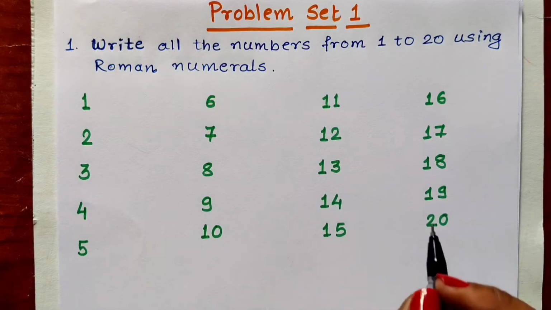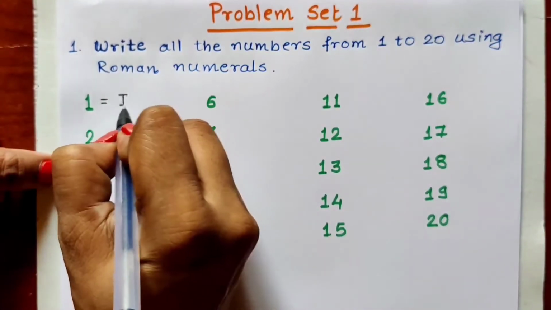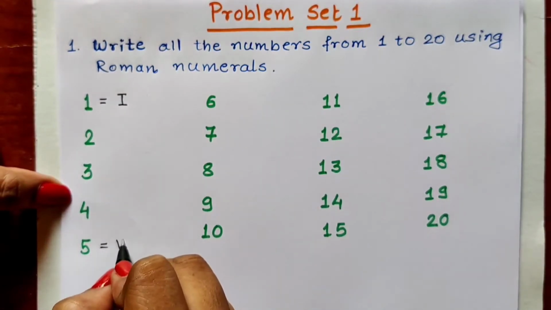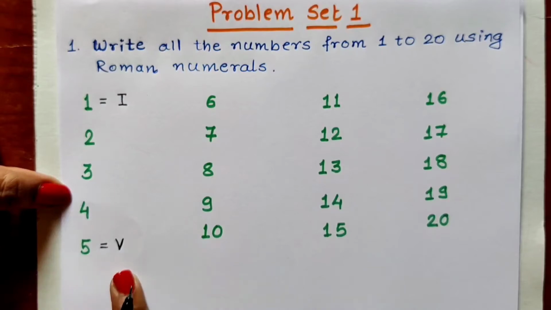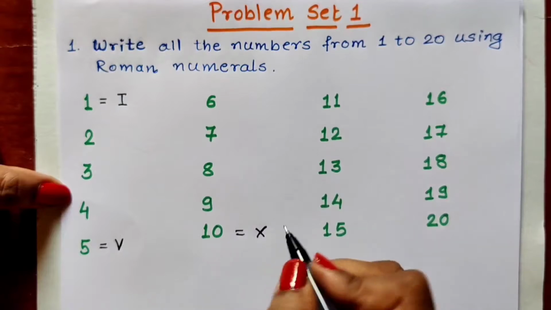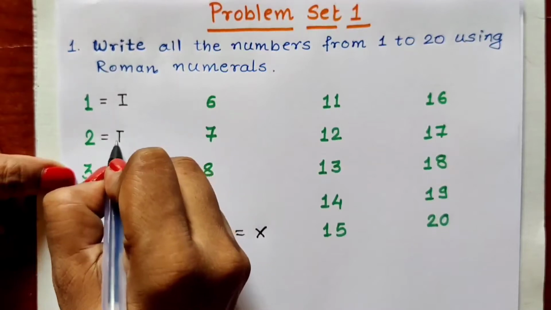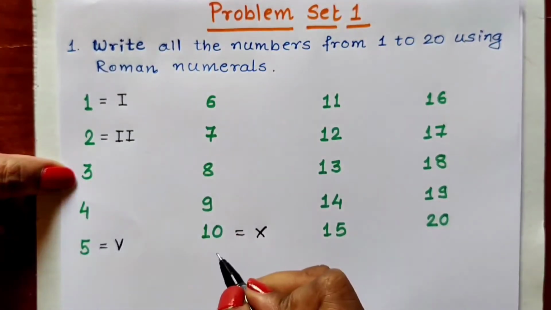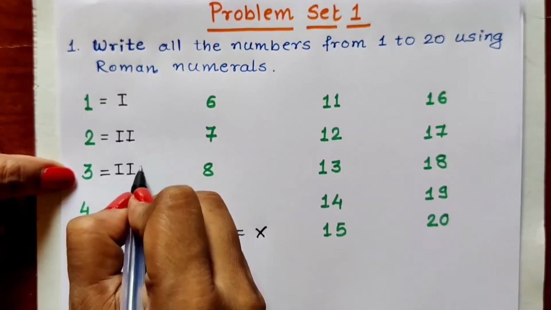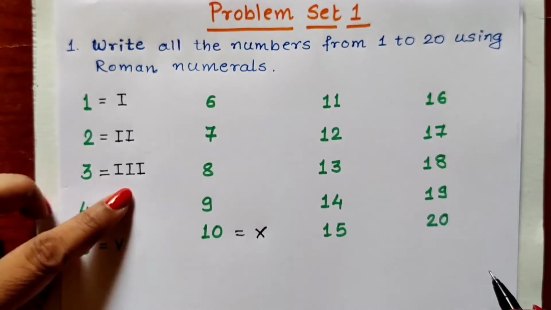We can write 1, 5 and 10 first. So 1 means I, we all know. So I can write I. 5 means V, we all know. So for 5 I have written V. For 10 I can write X. Till this you all can write. Now 2 means II. II means 2. Correct. Then 3 means III. So 1 means I, 2 means II, 3 means III.